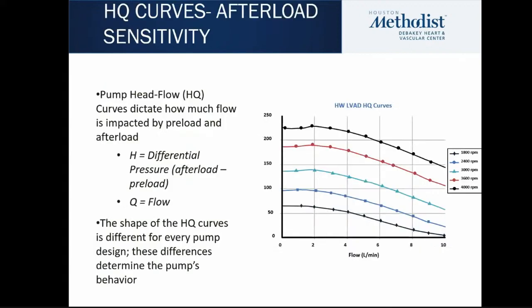Now, each pump reacts differently to blood pressure, or the pressure differential between the left ventricle and the aorta. As you can imagine, the LVAD has an inflow cannula in the left ventricle and an outflow cannula in the aorta. The H in this is the differential pressure between the left ventricle and the aorta. The flow depends not only on your revolutions per minute, but also on the differential that exists between the left ventricle and the aorta.